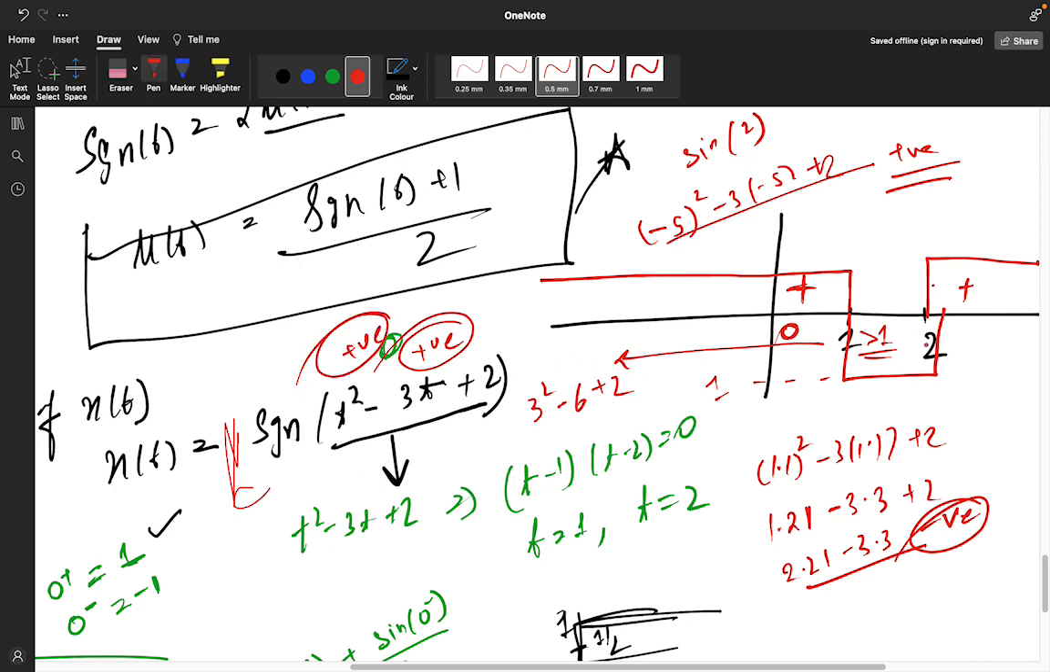But when the value is lesser than 2, like 1.9, substitute 1.9 squared minus 3 into 1.9 plus 2, you will get a negative value. So in this particular equation, between 1 and 2 it will come negative. If the value is lesser than 1, it will come positive, and if the value is greater than 2, it will come positive. So I am drawing like this. Understood, Priyanka? Yes, sir.